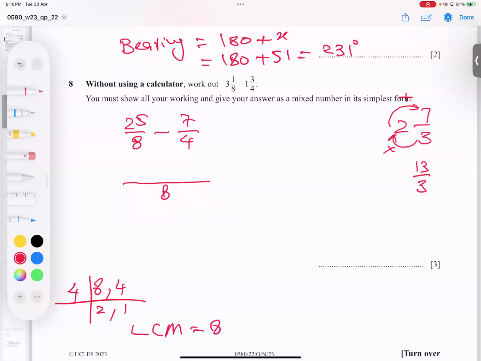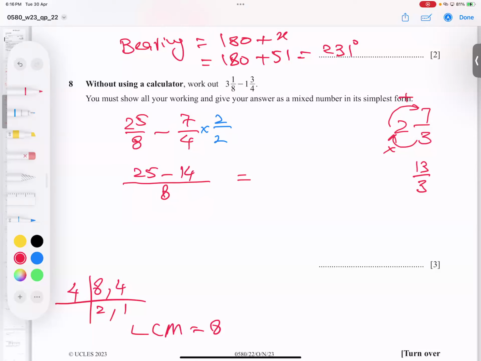8 must come here. And basically, this 8 is the same as the upper number copy, but is this 8 matching? No. So how to match? Into 2 up, into 2 down. Now this 4 twos are 8, matching. So 2 sevens are 14. Or the short story: 4 multiplied by what gives you this answer, that number multiplies the upper number. Okay, this is clear. Now if I subtract them, 25 minus 14, I get 11. Yes, 11 by 8.